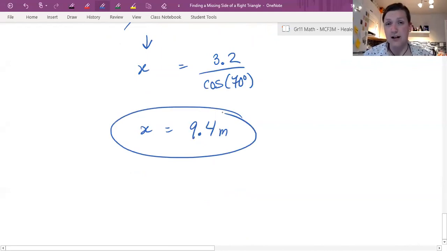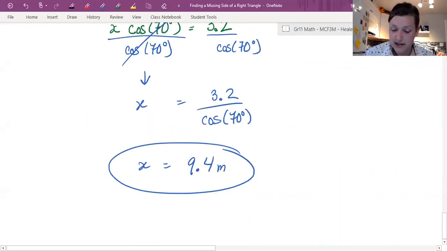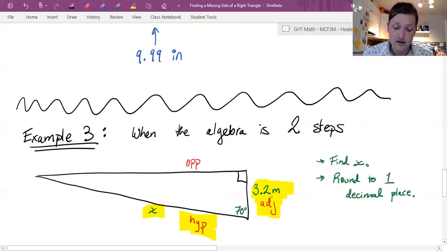So our final check is just, does that make sense? So we go up and we see, okay, this is 3.2 meters, and this, well, yeah, it should definitely be longer. So 9.4 seems to make sense, makes sense to me. And there we go. So that is just what you do when the algebra is 2 steps.